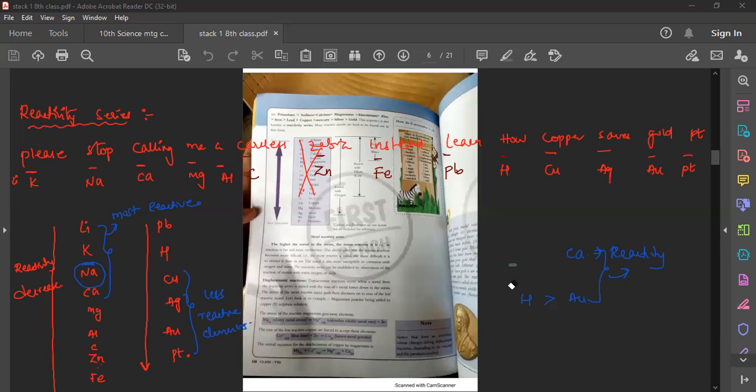Now what is the displacement reaction? Sir, when the most reactive metal displaces the less reactive metal. Very good. It is a chemical reaction in which the most reactive metal will displace the least reactive metal. Now I will write some chemical reactions. You have to tell me which one is correct and which one is wrong. FeSO4 plus Cu. Is the reaction possible, this one?